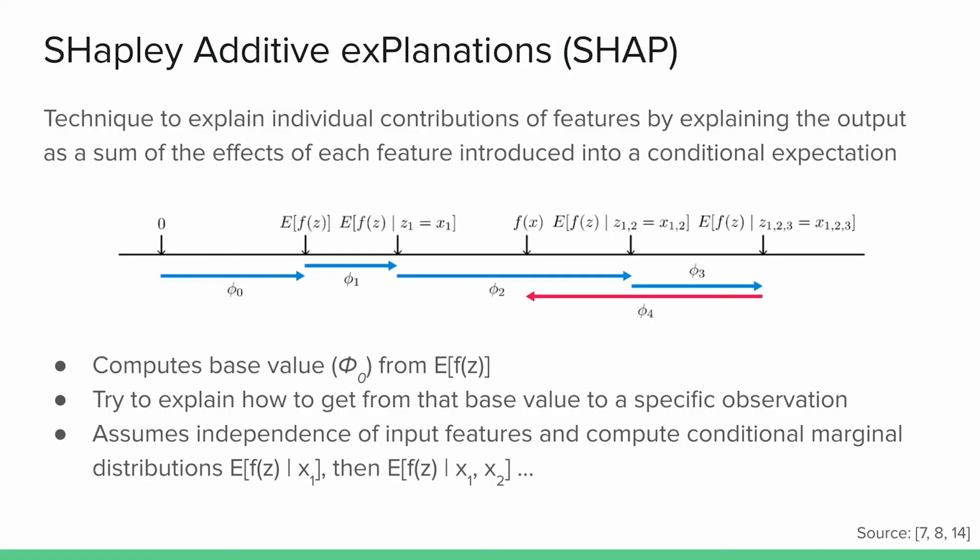So we would like to have this prediction, because some medication can actually take some time before it becomes effective. That's the initial problem that they were facing, and what they want to do is understand how each feature that they monitor and that they know about a patient adds up to the final prediction of a model. It's a technique to explain exactly those individual contributions by explaining the output as a sum of the effects of each feature introduced into this conditional expectation.